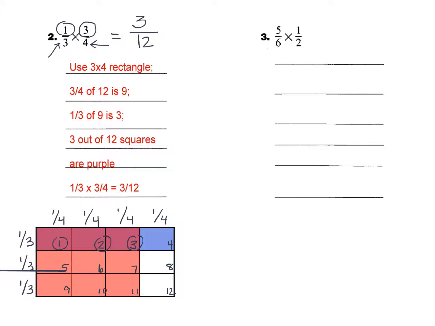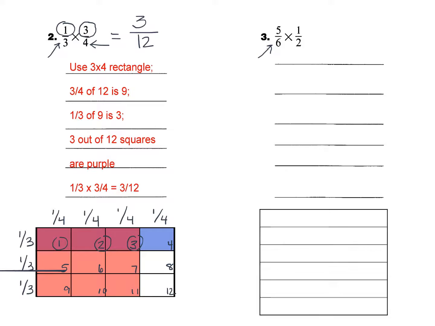Question number 3. We have 5/6 times 1/2. Our first fraction is telling us that we have 6 parts. So we draw a rectangle and we divide it into 6 equal parts. Each part is worth 1/6. And we should have 6 of these. 1, 2, 3, 4, 5, 6 equal parts.